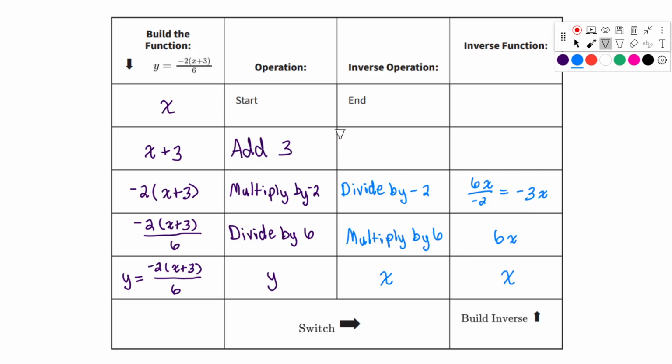So we have 6x divided by negative 2, and we can simplify that to negative 3x. And then the inverse of add 3 is subtract 3. So we have negative 3x, subtract 3, and we end by writing it equal to y. So y equals negative 3x, subtract 3, which gives us the inverse function, y equals negative 3x, subtract 3.